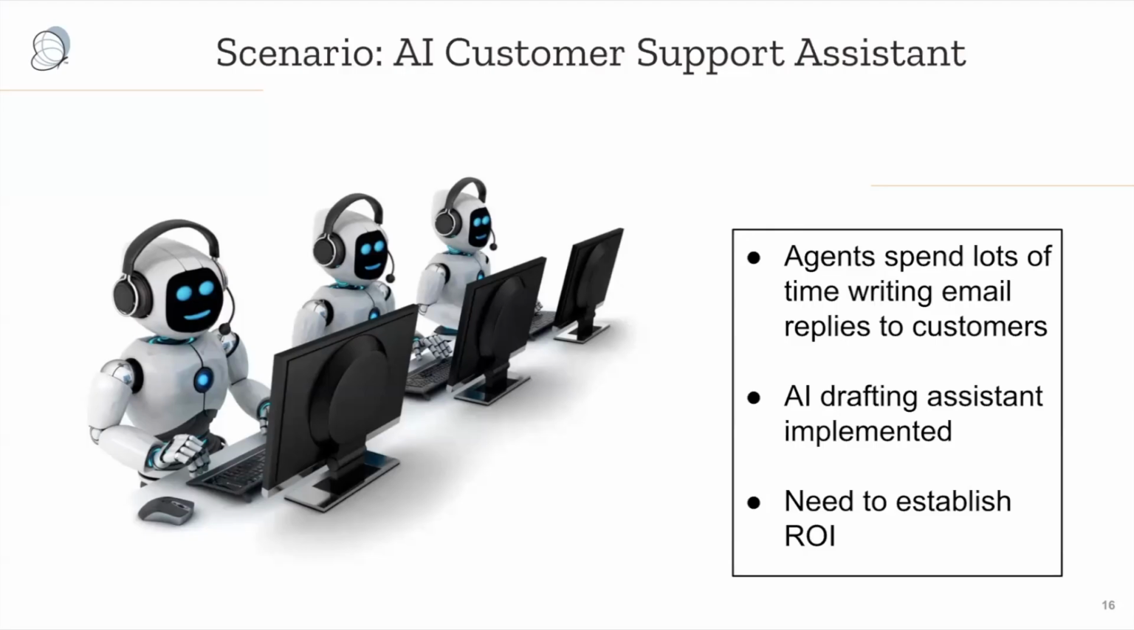So you've got customer support agents, and they're spending a lot of time just writing emails, responding to customers. And what you'd like to do is to speed that up. I can imagine that those can be very rote, and I'm sure that there are systems out there that have templates you can fill in. But the idea here is we're going to have an AI drafting assistant. So we've got some language model connected up to a knowledge base, and there's going to be a button in the interface that says, "Hey, can you just draft this email for me?" And you have to establish the ROI because you spent money on it and you want to make sure that it's worthwhile.